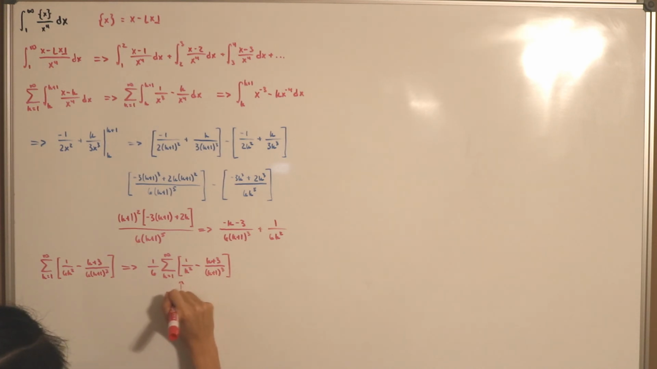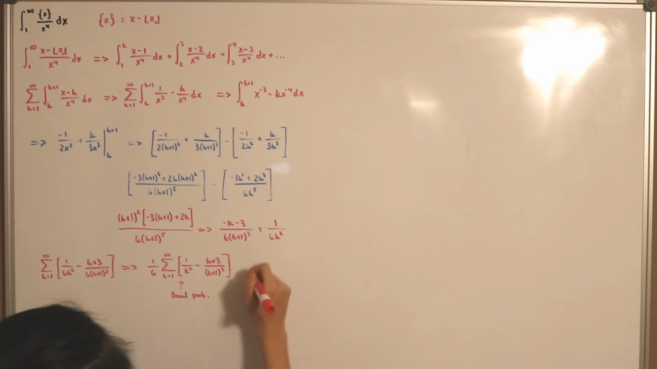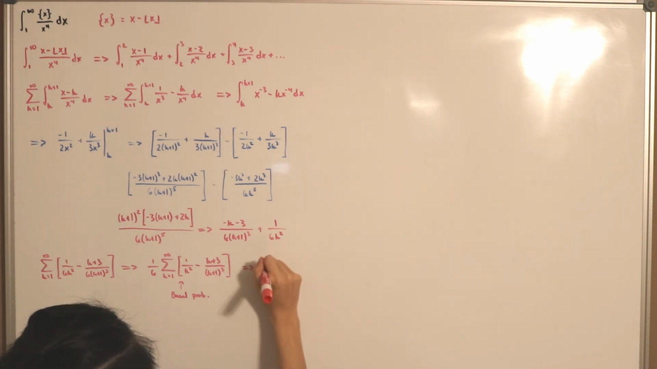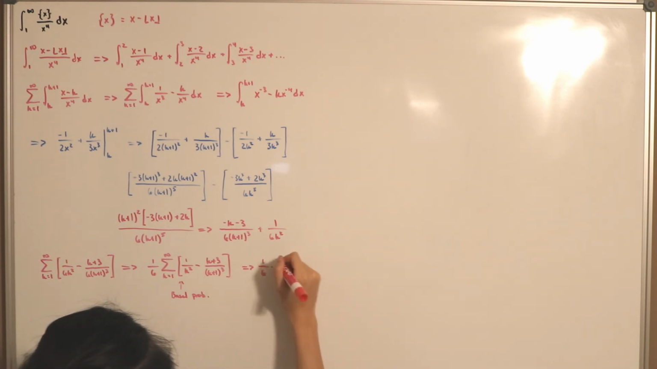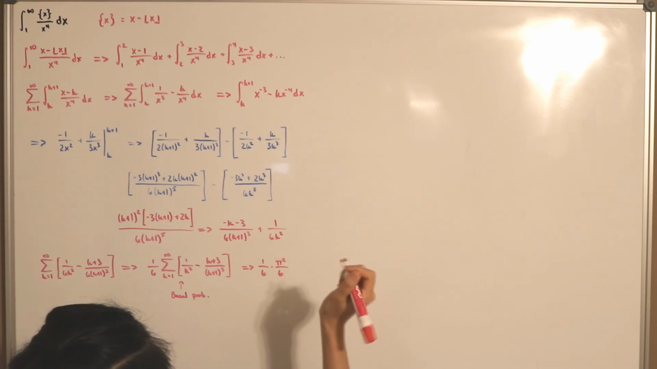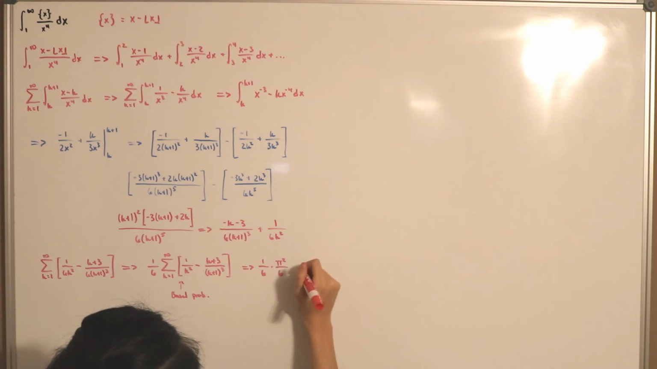This is Basel's problem. Okay, so that means we have, I'll write it here: 1 over 6 multiplied by pi squared divided by 6, and then multiply the 1/2.